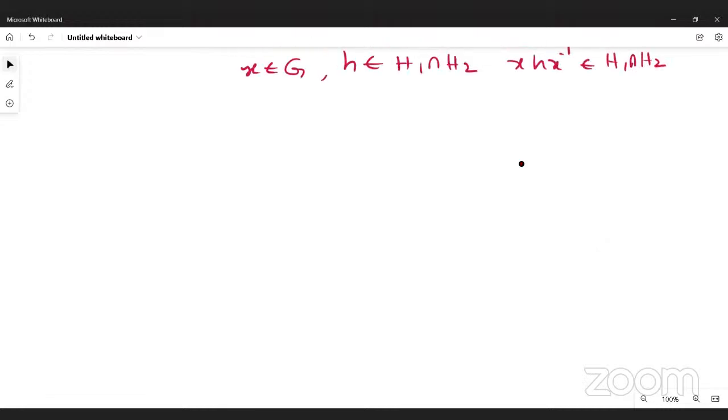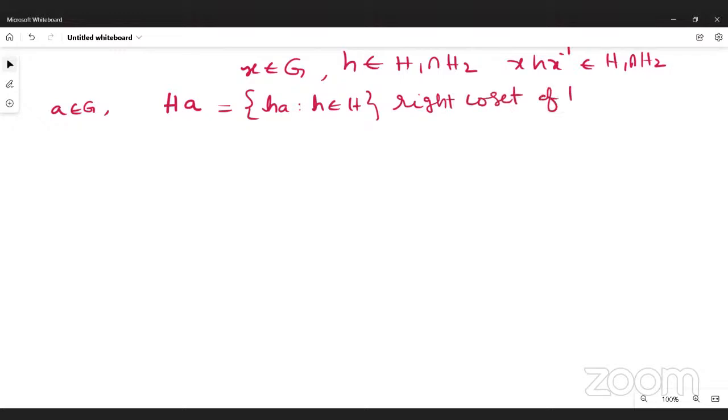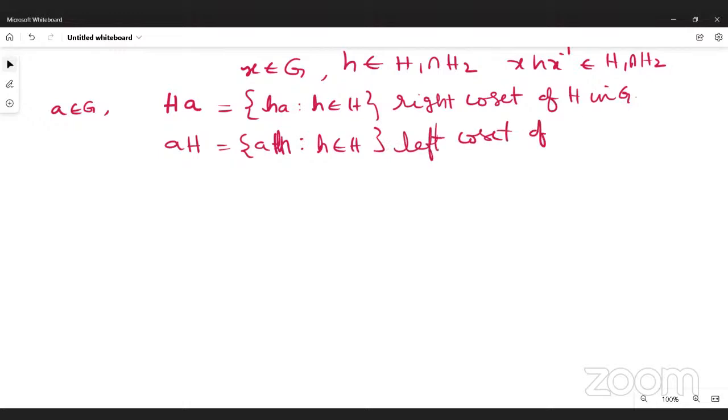Then after that, we define coset. What do you mean by coset? Here, a is a fixed element of G. We say that Ha, the set of all ha such that h belongs to H, is called a right coset of H in G. And aH, the set of all ah such that h belongs to H, is called a left coset of H in G.